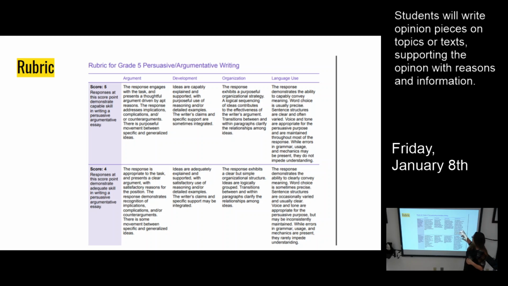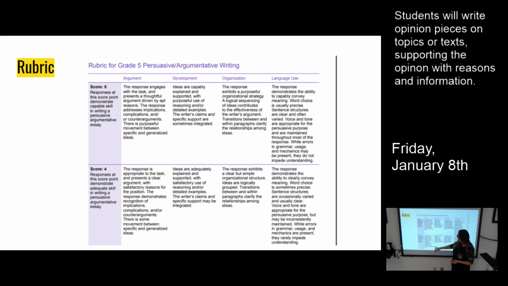Voice and tone are appropriate for the persuasive purpose and are maintained throughout most of the response. While errors in grammar usage and mechanics may be present, they do not impede understanding. Meaning there could be some mistakes, but they cannot mess up the flow of the reading. Okay, so that's how you get a 5.